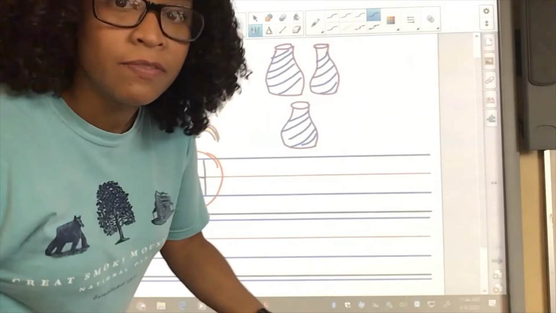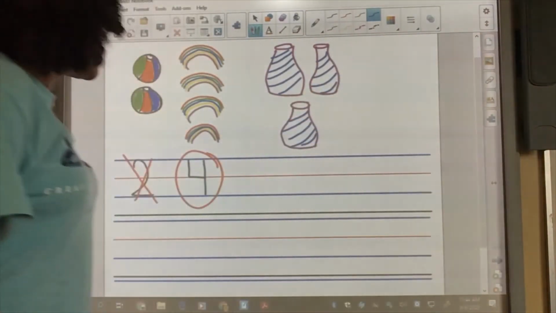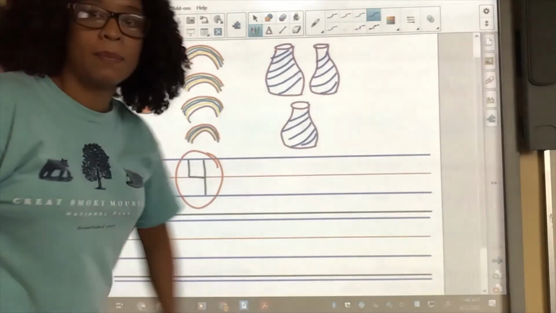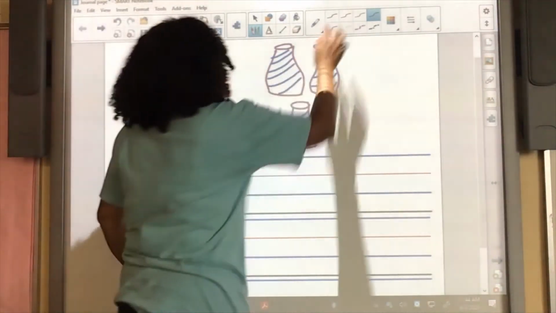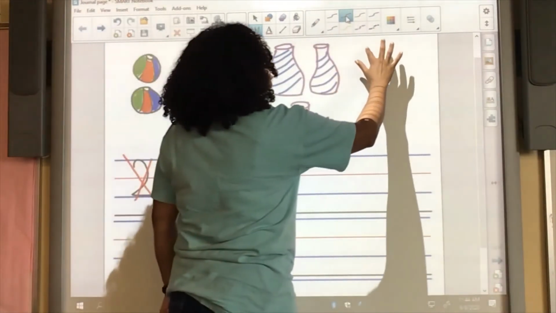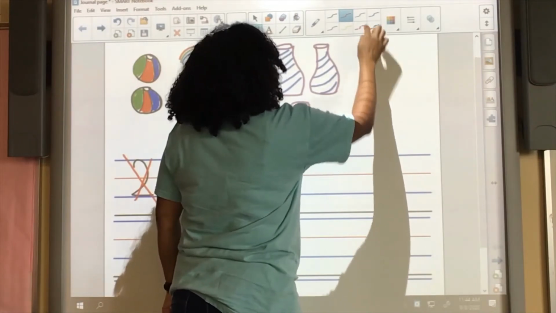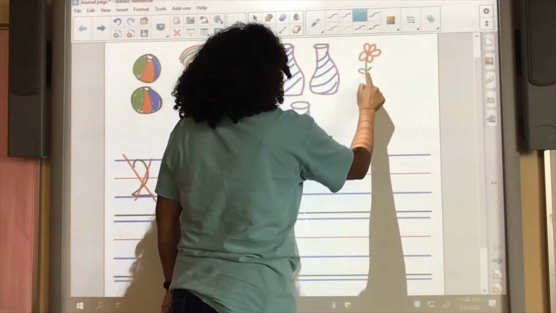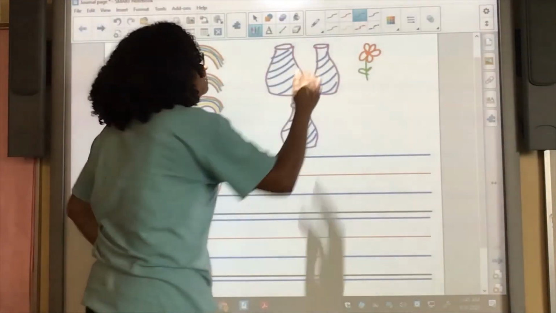Now let's illustrate some flowers that would go in them, but we're going to illustrate our flowers over here. Let's illustrate, how about 5 flowers? And you can pick any kind of flowers you want. I'm going to do a bunch of different ones. So my first flower will look like this. Beautiful. Thank you, Ms. J. So that's my first flower. We're going to illustrate 5 flowers.